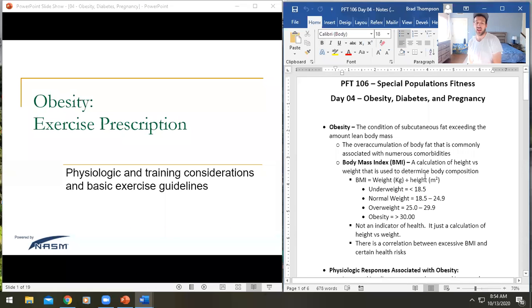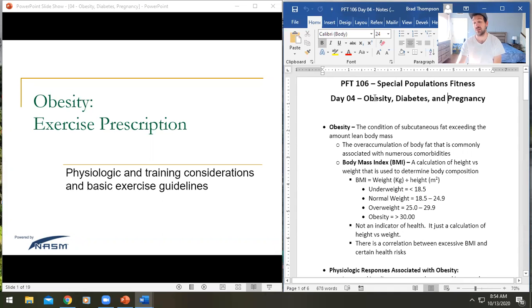So today we're looking at three populations. Two of them are fairly linked and then one kind of comes out of nowhere, but we're going to be looking at obesity today. So just small adjustments that we need to make for clients who are clinically obese, diabetics, which is often commonly linked to obesity. And then we're also going to be looking at pregnancy, which does not seem like it fits very well. These two are so strongly linked and then this one seems out of nowhere.